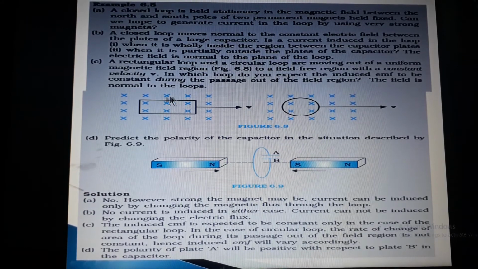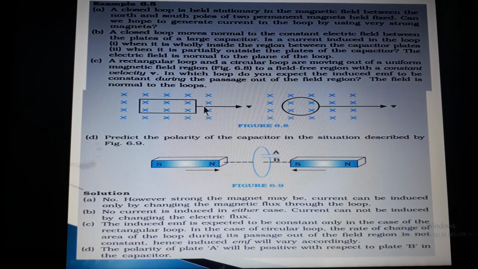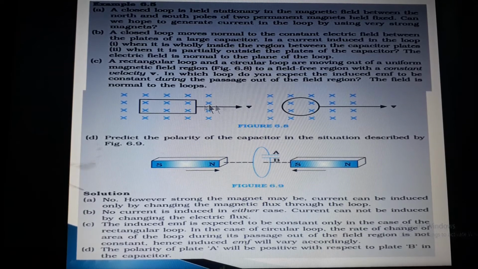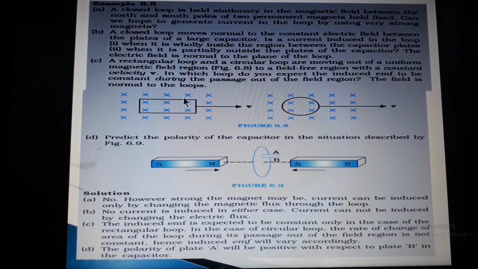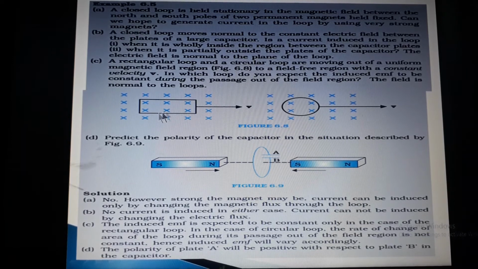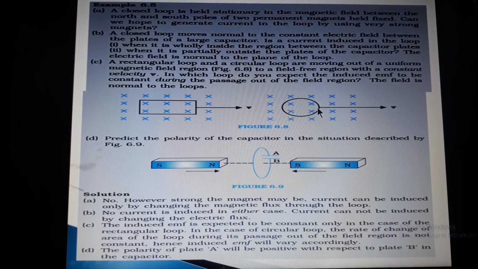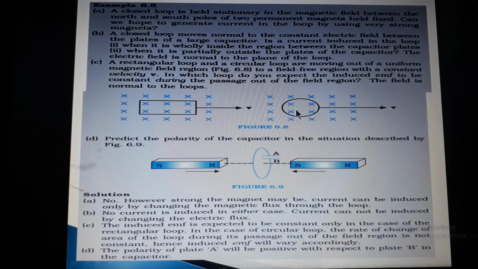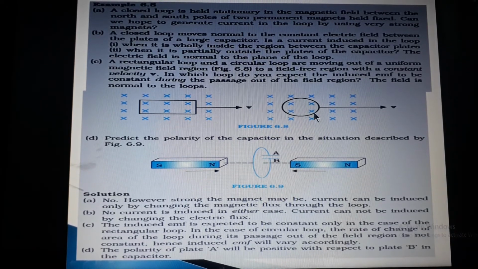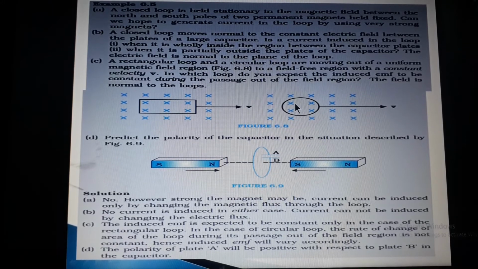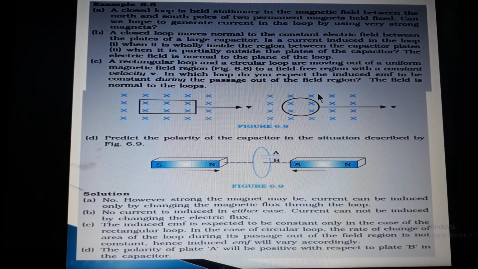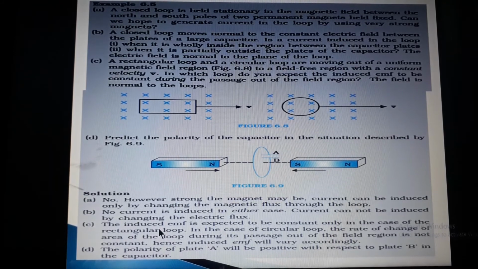When this rectangular loop is coming away from the uniform magnetic field, the area which is swept out is constant, because this is a linear shape. But here, because this one is circular, in the starting the area is different, and then afterwards it is different. So the area which is affected is different here, so it is not constant, but here it is constant. This is the solution of C.